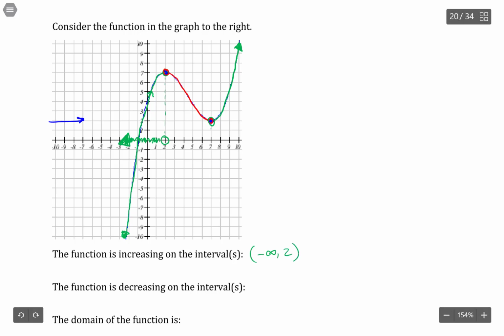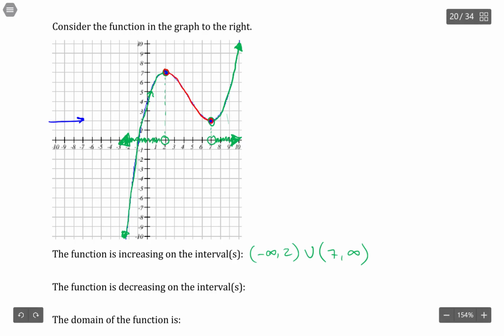And then again, here's this point for starting reference. All of these green values are part of the x interval where we are increasing. And then we have this arrow telling us it goes off to infinity. So then we also have a set from 7 to infinity. Now it's tempting to say it stops at 10, but again, that arrow indicates it goes to infinity.